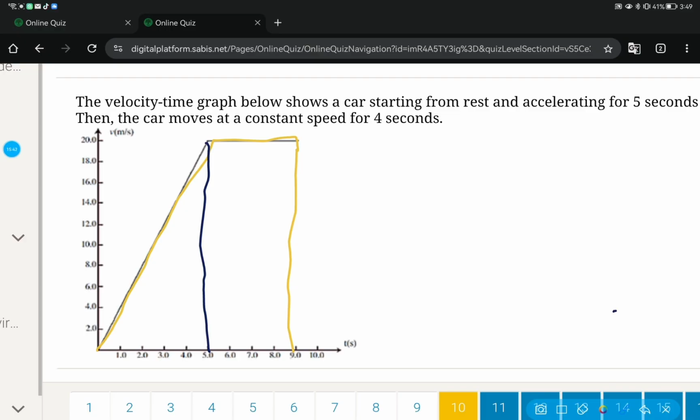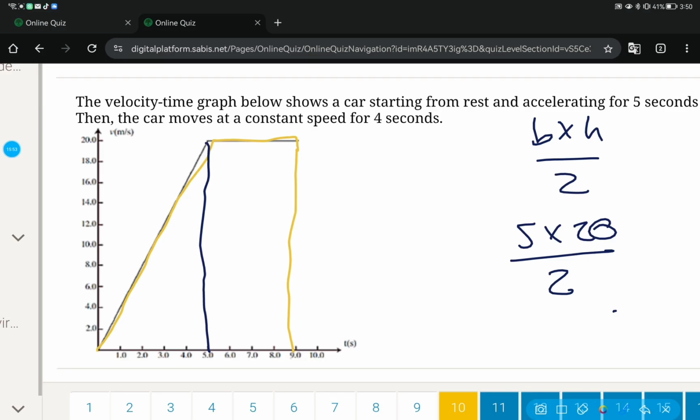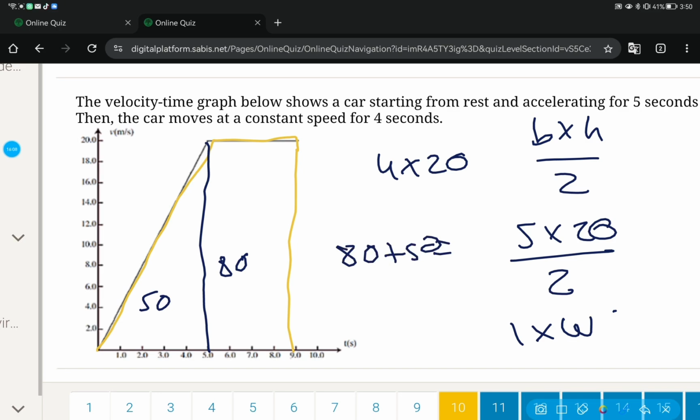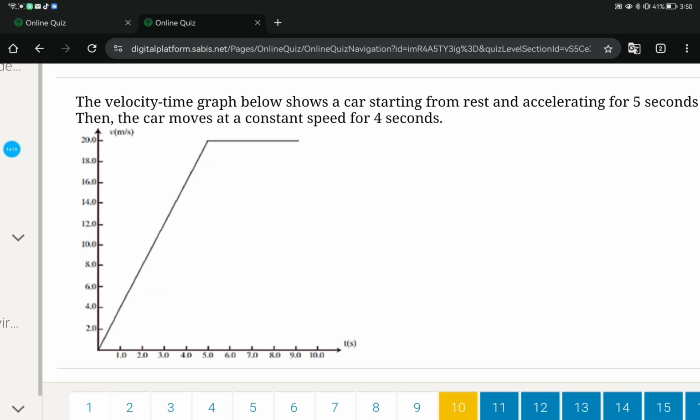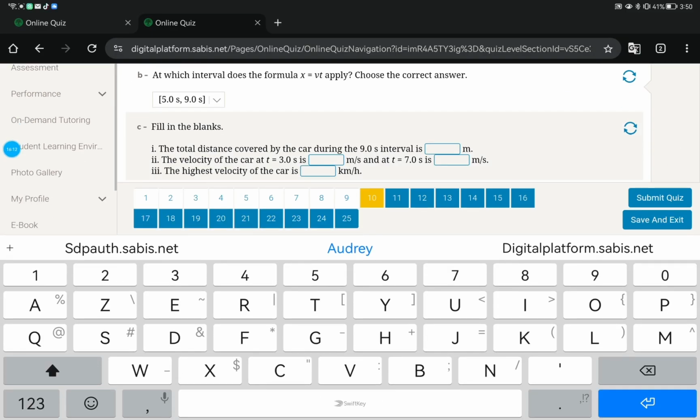So let's first find the area of the triangle. It's base times height over 2. The base is 5, the height is 20, and you put that over 2, so you get 50. And the rectangle is just length times width, so 4 times 20, and you get 80. 80 plus 50 is 130 meters, which is the answer for part I.